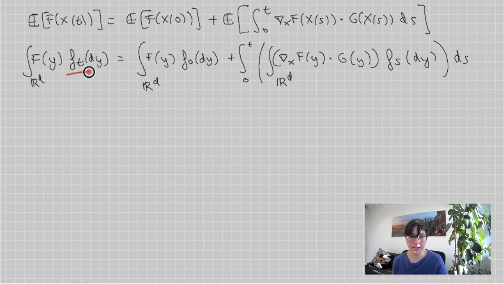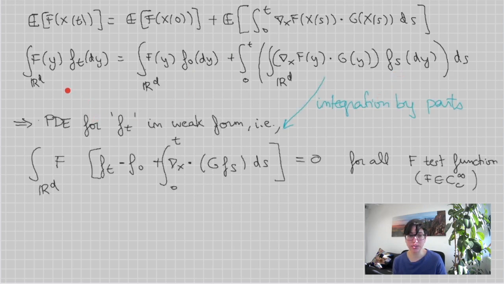So I have made the laws f_t, f_0, f_s appear. And now simply what I can do is put all the terms together. I factor out the f, because this can be interpreted as a PDE for f_t, for the law, in weak form. Okay, and what does it mean? What is the PDE here? First of all, we are going to factor out f, as I said. So we have f_t and f_0. This is easy. We just put f_0 on the other side of the equation.